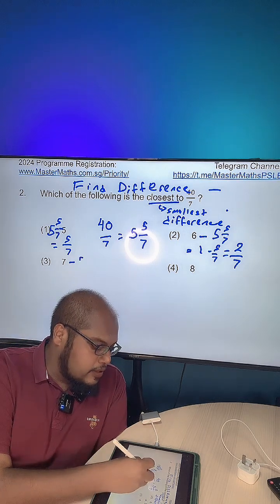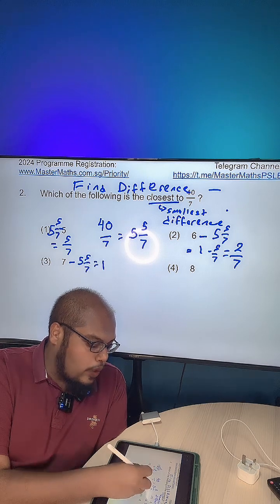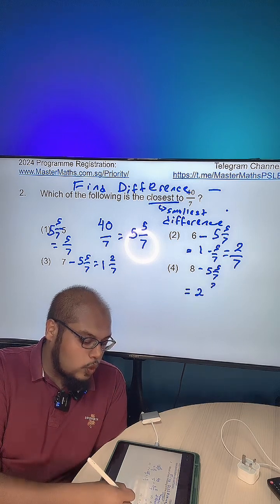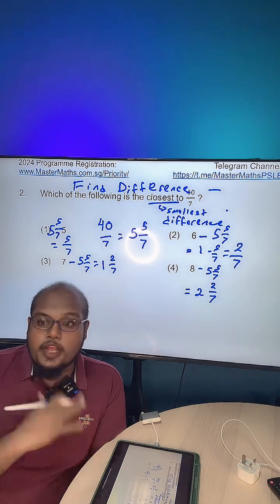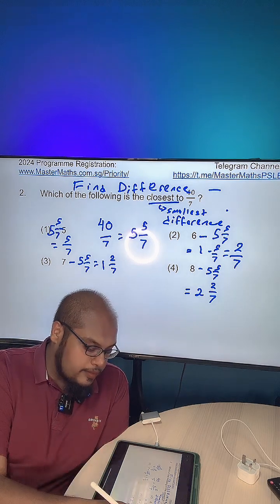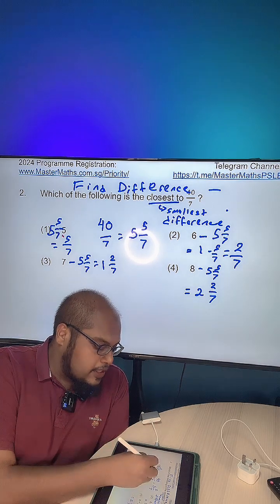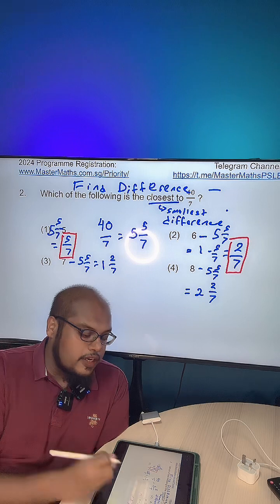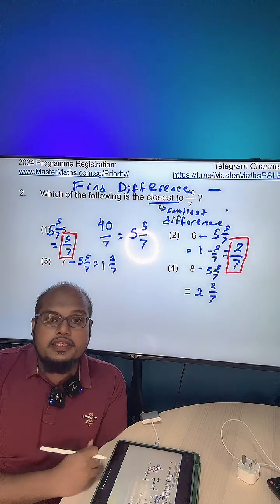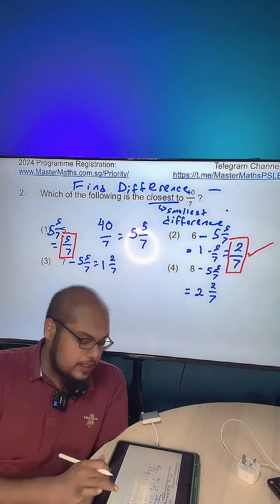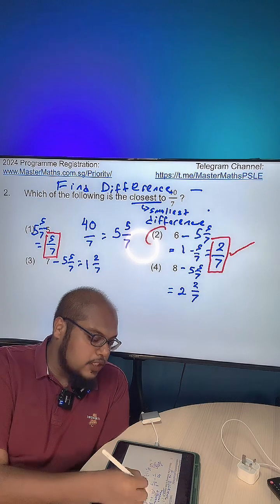If I minus here, I will get 1 whole and 2 over 7. If I minus this one, I will get 2 wholes and 2 over 7. So option 3 and option 4 are confirmed out already. So what we do is we compare option 1, with an answer of 5 over 7, this is the difference, and option 2, with a difference of 2 over 7. And we find the smallest. In this case, the smallest is 2 over 7. So the answer is option number 2.